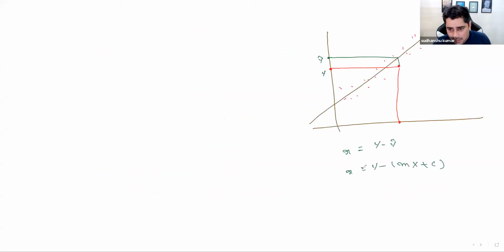Okay, no issue. So here, your R is nothing but this distance. This entire distance is called R, or you can say it's the residual, which is just the distance between my Y and Y hat. Now, here, what we are supposed to find out.